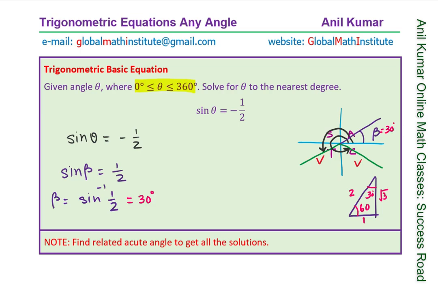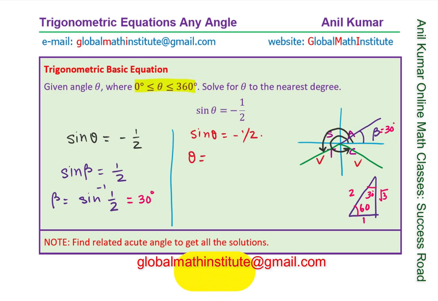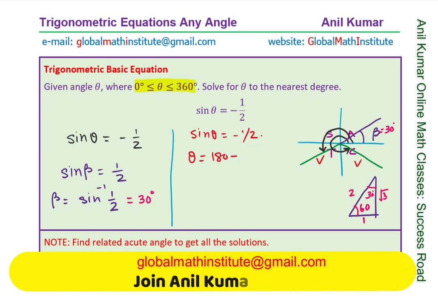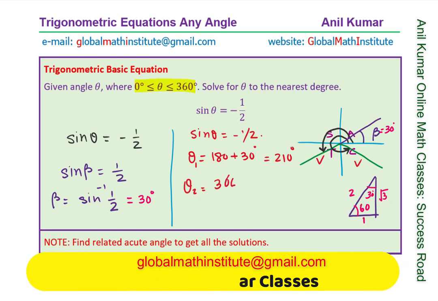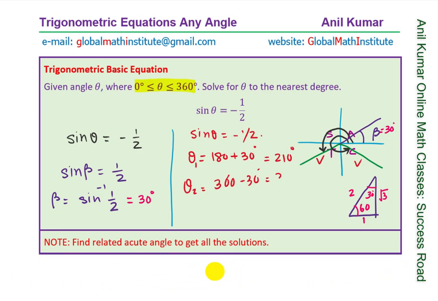So now what is the solution for sine theta equals minus half? So when I say sine theta equals minus half, I'm looking for the theta values, which will be 180 plus the related acute angle of 30 degrees, right? That is one answer, which is equal to 210 degrees. Let's call this theta 1. The other answer will be 360 minus 30 degrees, which is 300 degrees. Does it make sense to you? So that is how we are going to find both the solutions for the given equation.